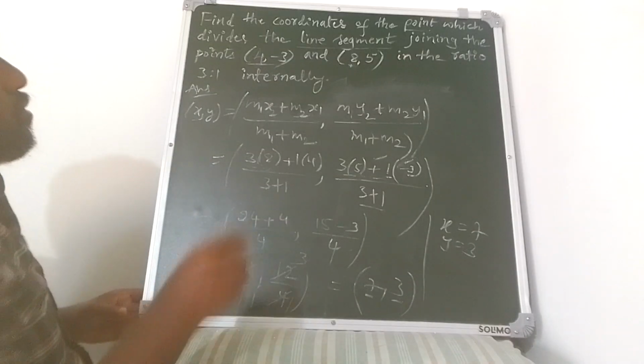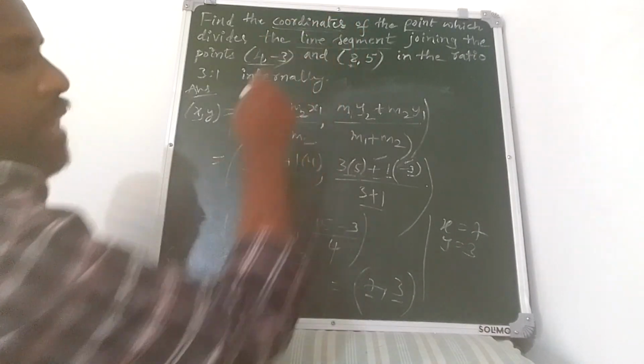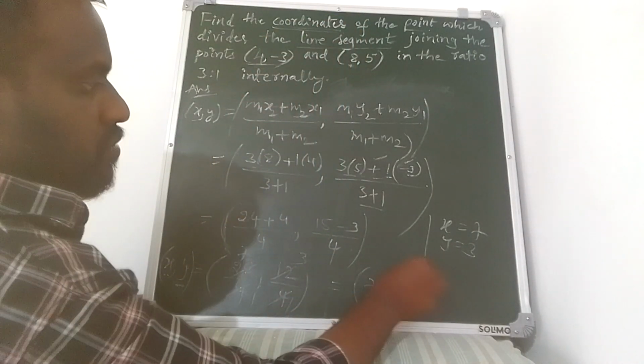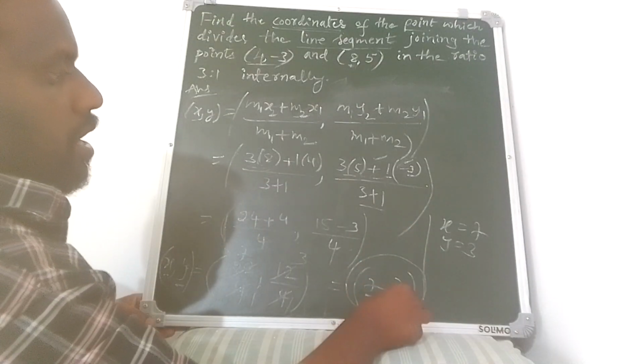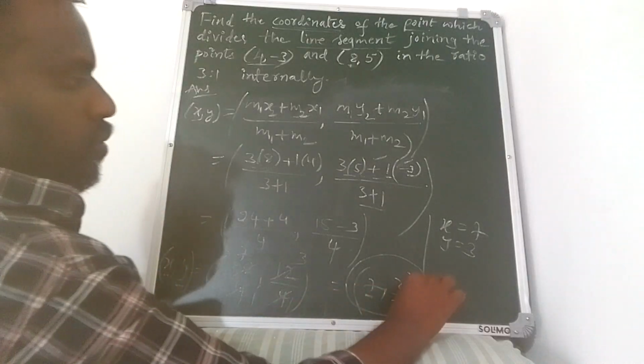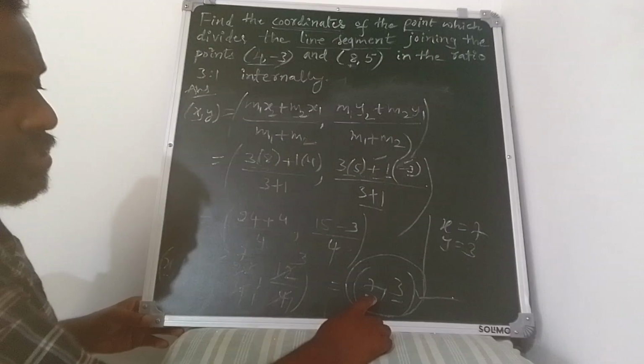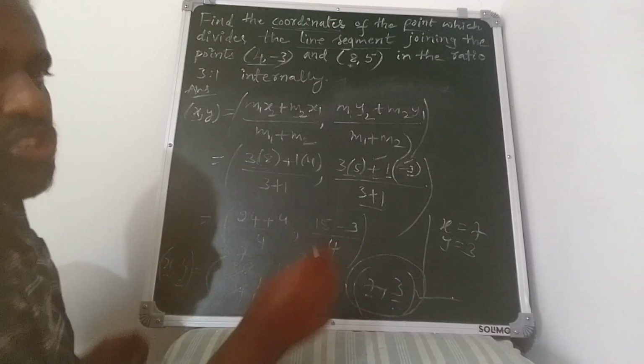When they ask for coordinates, you have to write in this form: (7, 3). So the coordinates of the point P are (7, 3). So this is the answer.